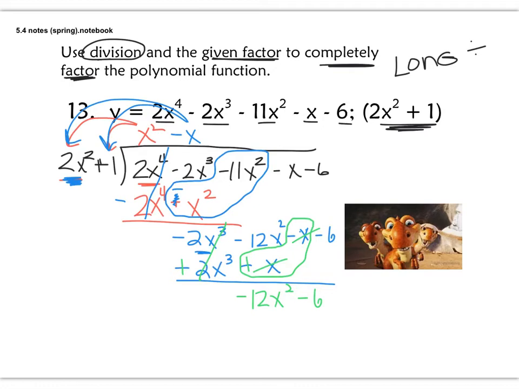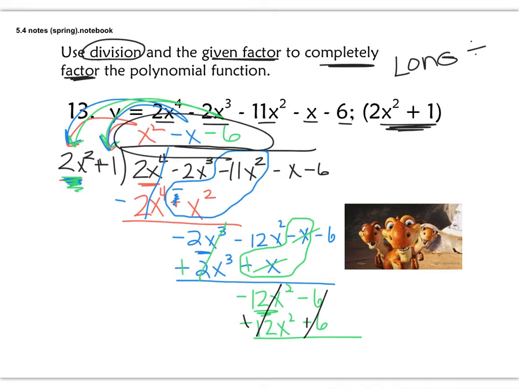All right, start again. What do you multiply 2x squared to get negative 12x squared? Well, I need to multiply by negative 6. So negative 6 times 2x squared is negative 12x squared. Negative 6 times 1 is negative 6. Then we have to change our signs, which then allows both of those to cancel out. All right, so we ended up with, go ahead and just rewrite that down here.